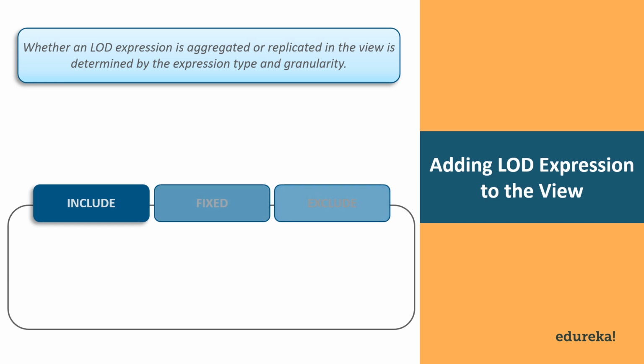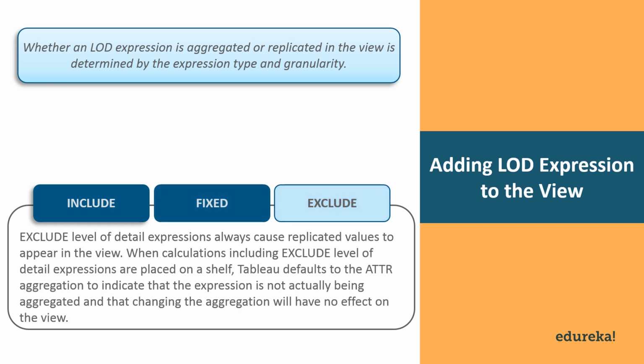And finally, for exclude level of detail expressions, replicated values will always appear in the view as we had discussed before. When calculations include the exclude level of detail, Tableau defaults to the ATTR aggregation to indicate that the expression is not actually being aggregated and that changing the aggregation will have no effect on the view.